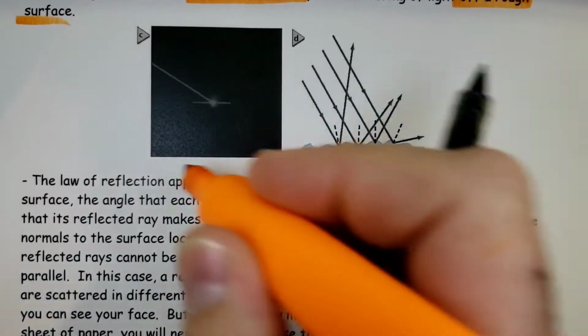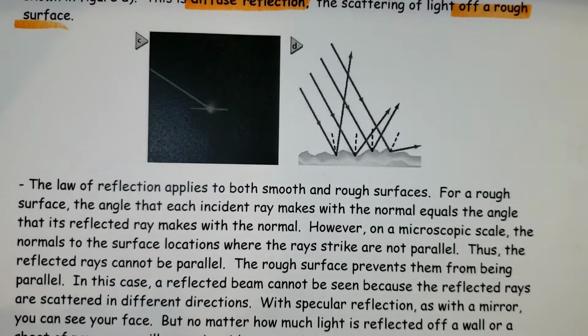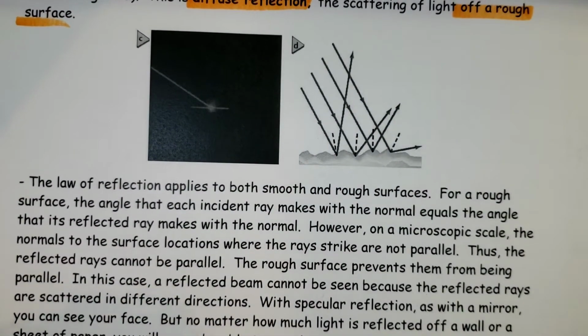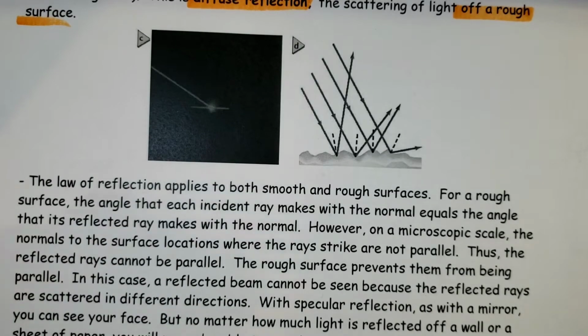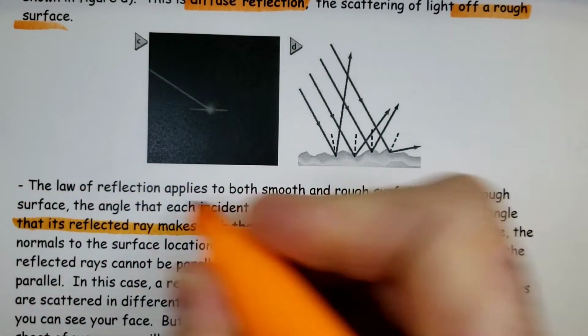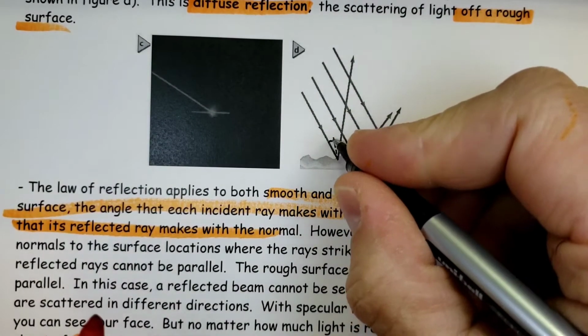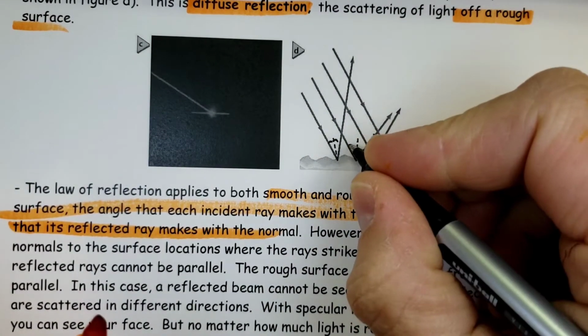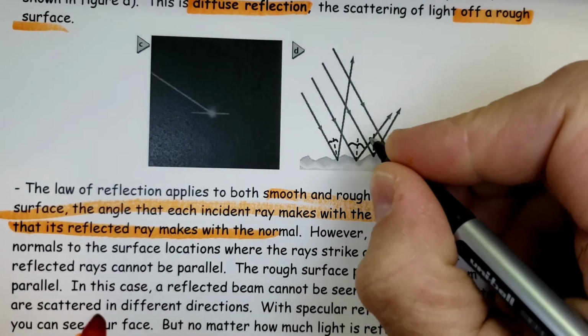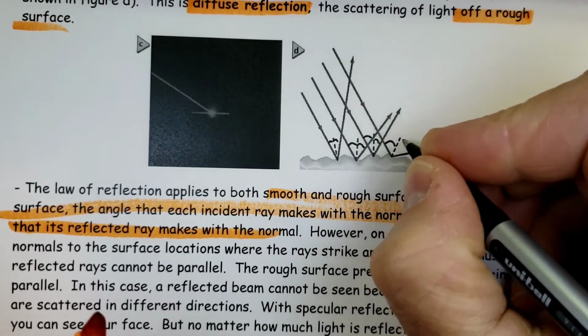But the law of reflection applies to both smooth and rough surfaces. For a rough surface, the angle that each incident ray makes with the normal equals the angle of the reflected ray. So you have to treat each ray separately. So here you can see angle I equals angle R. Over here you can see angle I equals angle R. Angle I, angle R, angle I, angle R.